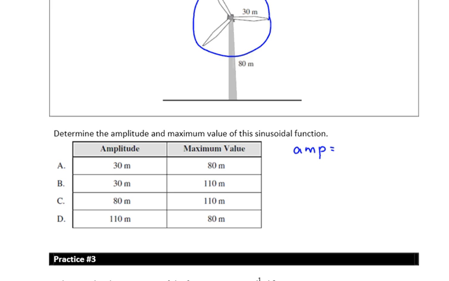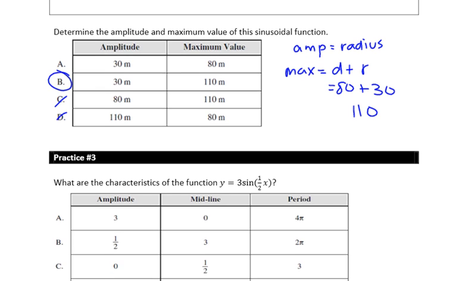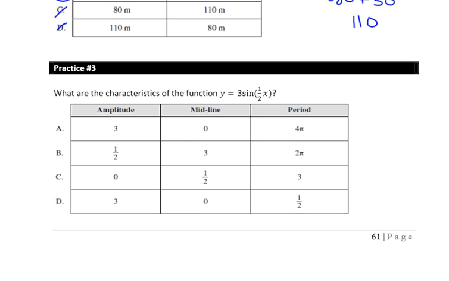Okay, so amplitude is equal to the radius, right? So our radius of this guy is 30, so the amplitude should be 30. So we know it's not going to be C or D. The max value we're going to get is D plus the radius. So we have 80 plus the 30 is 110. So that would be B. Okay?